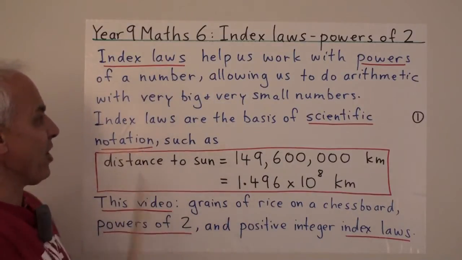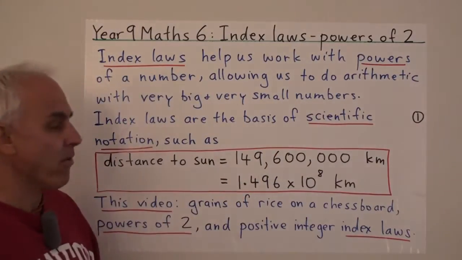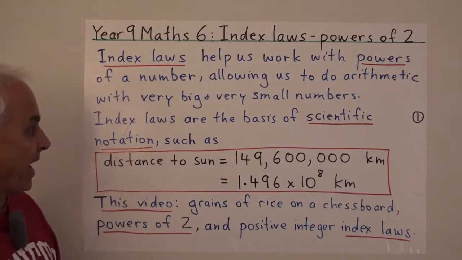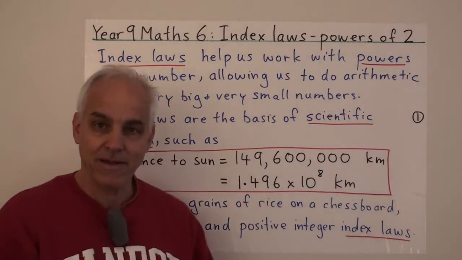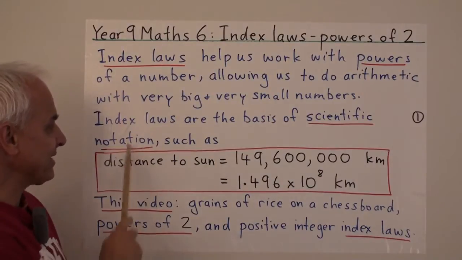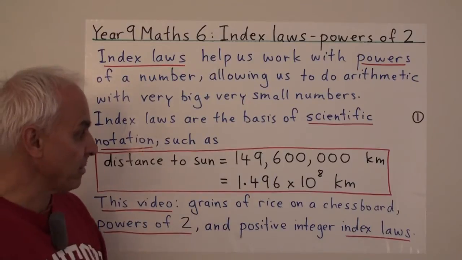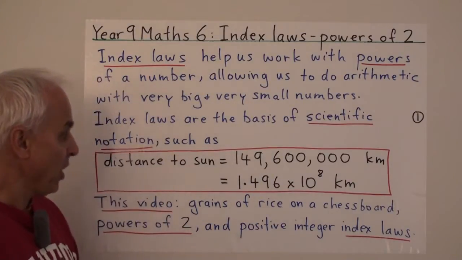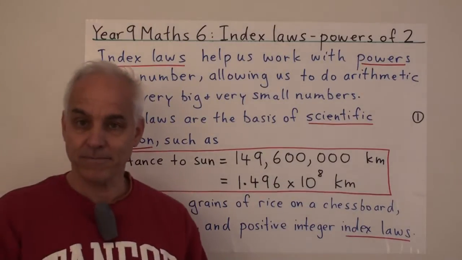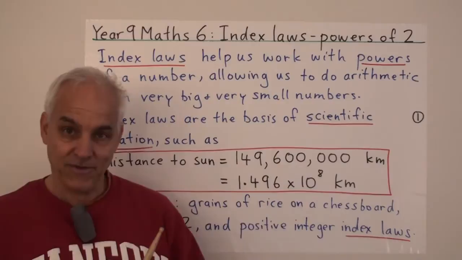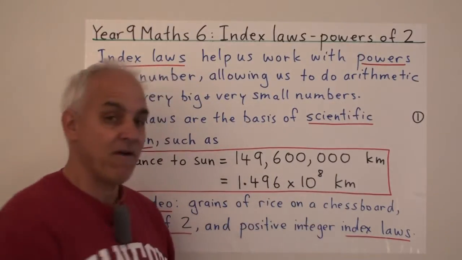Alright, so what are index laws? Well, these are arithmetical rules that help us work with powers of a number. And they are very useful for working with very big and very small numbers. Index laws are also the basis for scientific notation, which is something that we're going to be learning in Year 9. So, for example, if we're interested in the distance from the Earth to the Sun, well, that's quite a long way. And if we measure in kilometers, it's a number which is roughly this size.